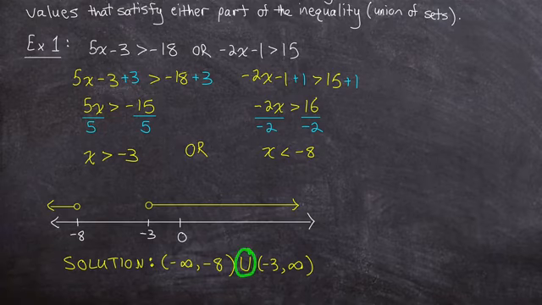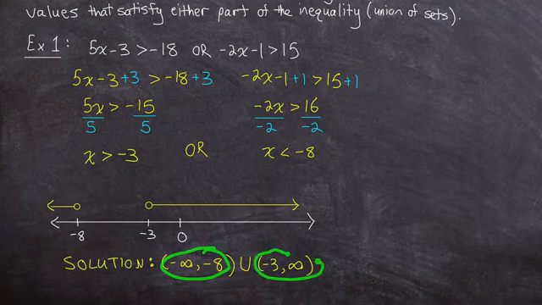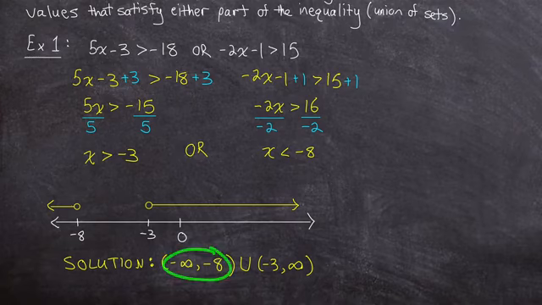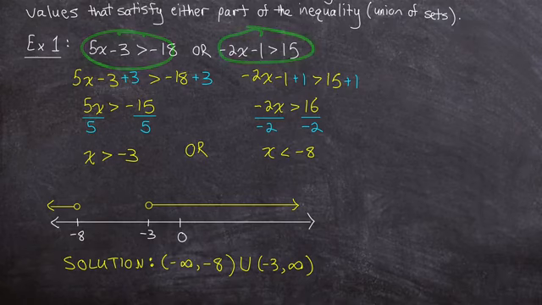And this U means that any number within the first interval or the second interval is considered a solution to the compound inequality. Because as long as you pick a number within the first or second interval, it's going to satisfy either the first inequality or the second one. It doesn't have to satisfy both of the inequalities. It just has to satisfy one or the other.